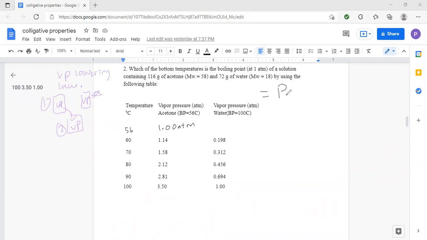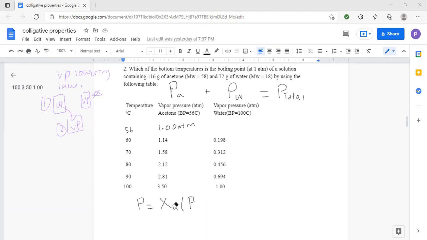P total, the total pressure of the mixture. It's going to be equal to the partial pressures. So it's going to be equal to the partial pressure of water, PW, plus the partial pressure of acetone. And we can go ahead and show how we solve for the partial pressure of acetone. We basically take the mole fraction of acetone, which is the amount of acetone present in the whole thing. We multiply it by the original pressure of acetone.